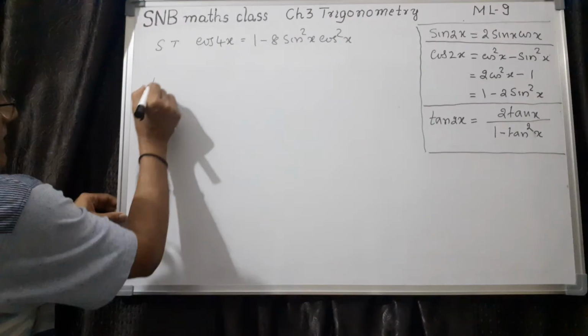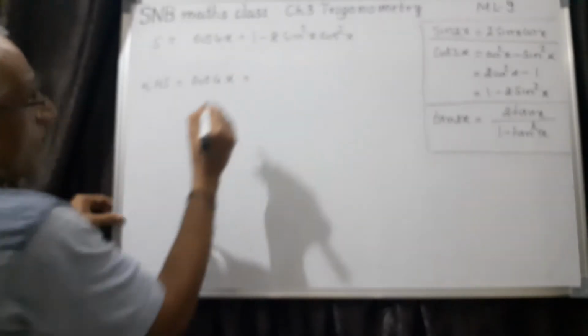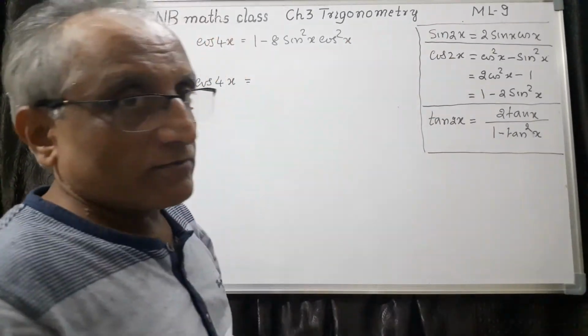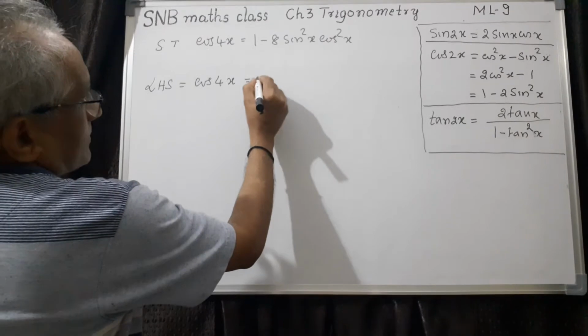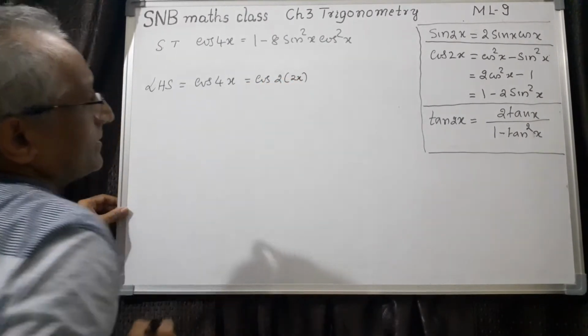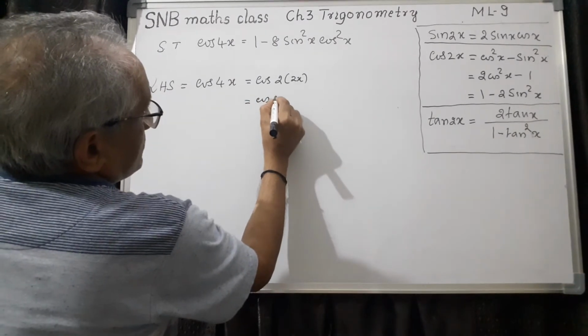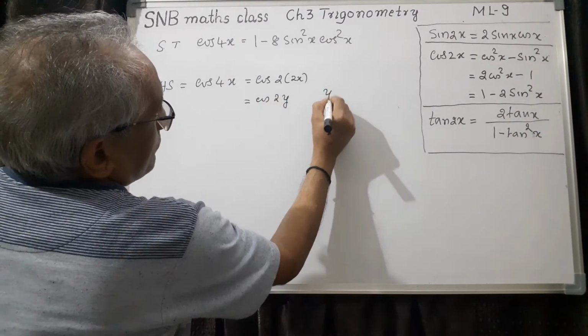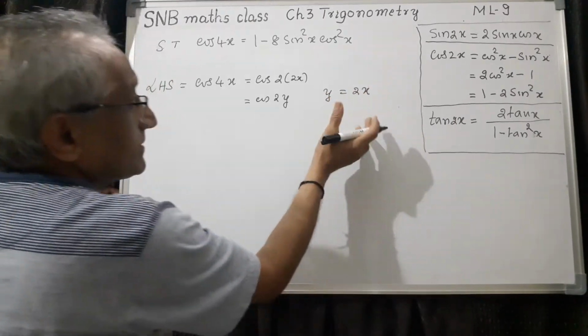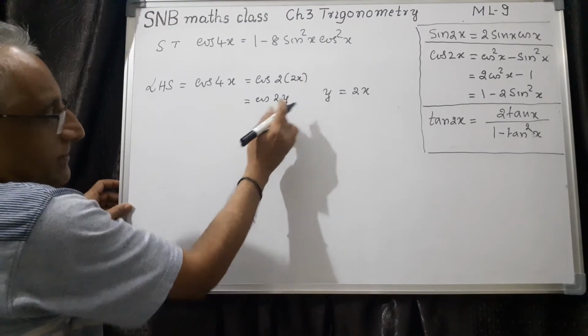Now let us take left hand side. Here it is cos 4x. But now, how can you use the cos 2x formula? So what you do is, cos of 2 times 2x. And if you have difficulty in directly writing this one, just write this equal to cos 2y, where y equal to 2x, and this we shall use later. So this is cos 2y, 2x equal to y I have written.